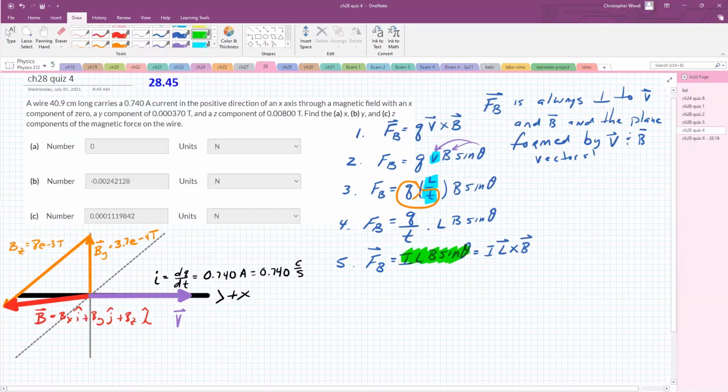I L B sine theta captures the perpendicular product. So does this. Okay, so again, that's the 25-cent tour of the YouTube lecture videos. Let's figure this out.